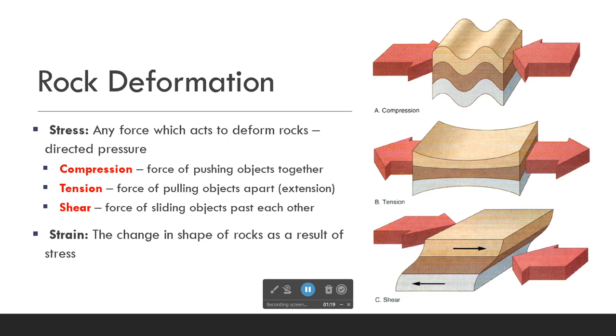Again, you can have the three types: compression, where you're forcing the objects to be pushed together. That's shown in the top right image. We're having force coming from either direction and pushing our rocks together. Tension is a force of pulling objects apart, also known as extension. And that's in B here on the image to the right, where we're pulling the rocks apart. And then shear stress is the force of sliding those objects past each other. So you've got two different directions and they're moving against one another. And then strain is another term here, which is the change in shape of the rocks as a result of those stresses. So stress exerts strain.